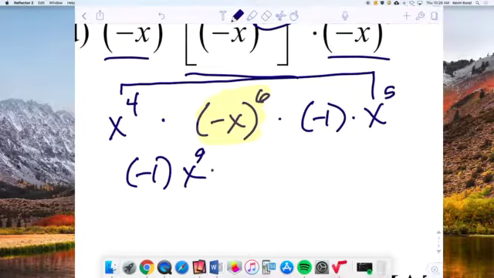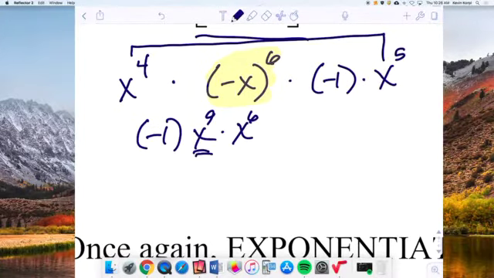So that becomes times positive x to the 6th. And now I have my bases the same, x to the something times x to the something. What do I do with the exponents? I add them. Good. So it's going to be 15. And then, of course, now you don't really need the -1 written there. You can just put a negative in front like that. Because we know what that means. That is -1 times whatever x is to the 15th power.